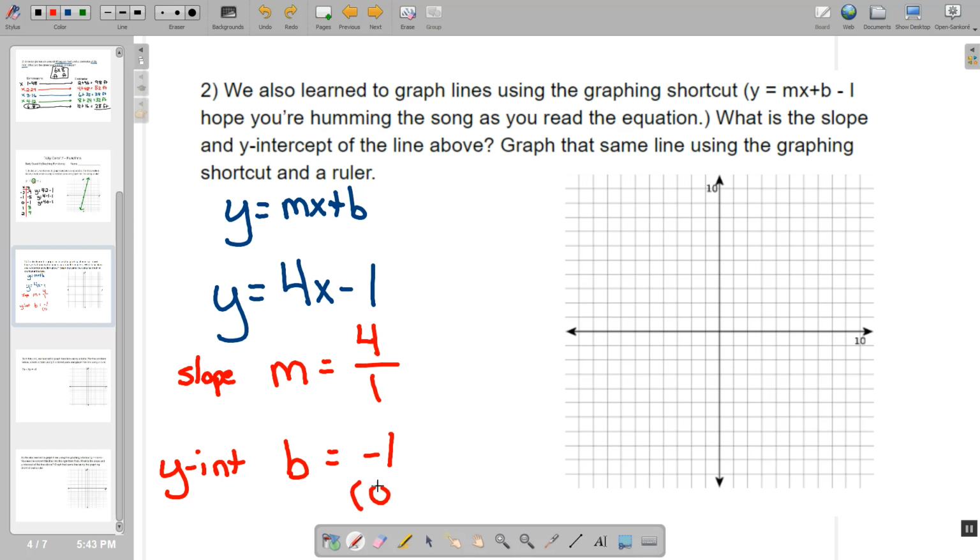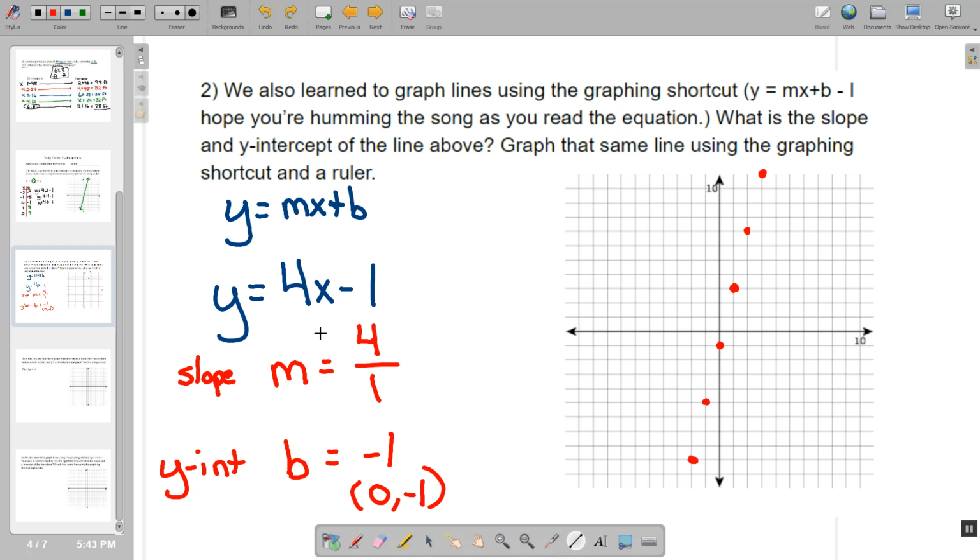I had a lot of students who didn't write out this second step right here, and they end up graphing over here instead of graphing right there for our b value, and that ends up messing up your problem completely. So from here, I can go up 4 and over 1, up 4 and over 1 again. I could do it a third time if I really wanted to. I could go down 4 and back 1, down 4 and back 1 again.